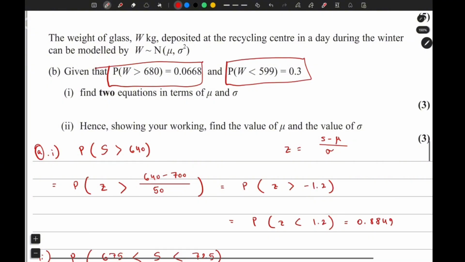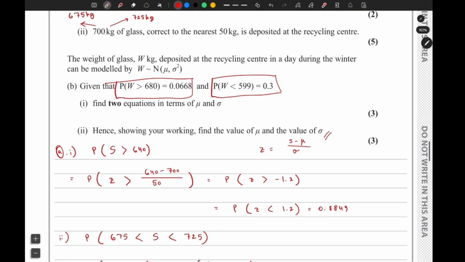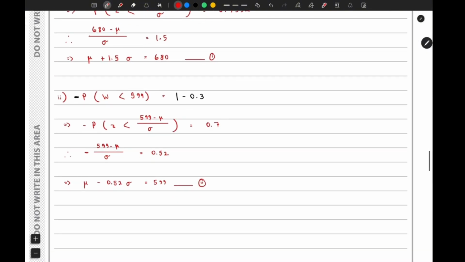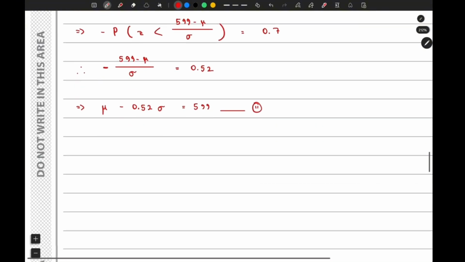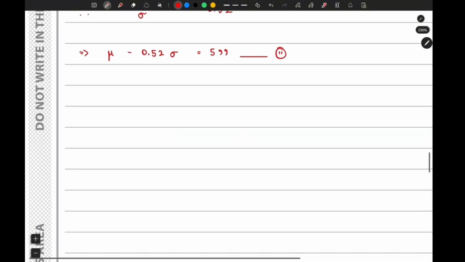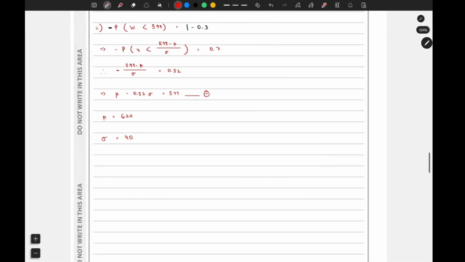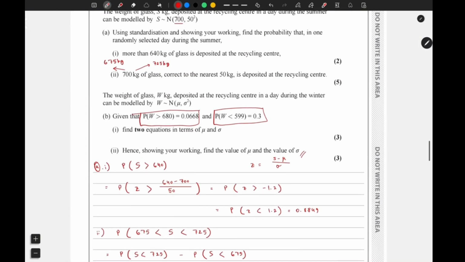Now in the second part, we need to find the value of mu and standard deviation. If we solve these two equations, we will get the value of mu and the standard deviation. Solving these two equations, the value of mu is around 620, and the value of standard deviation is about 40. So that is it for this question.